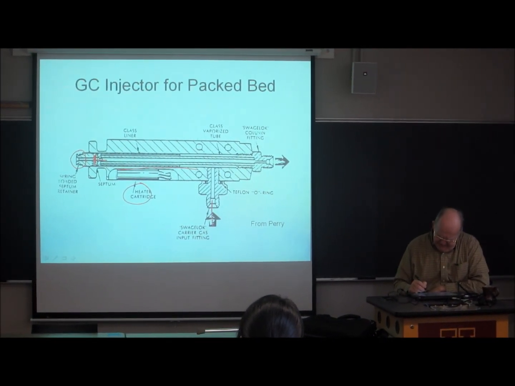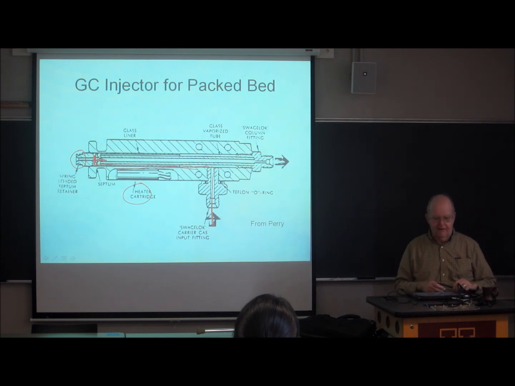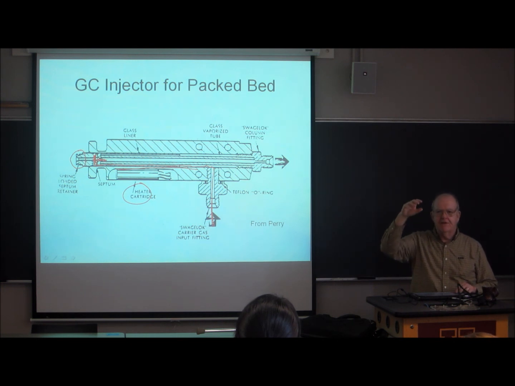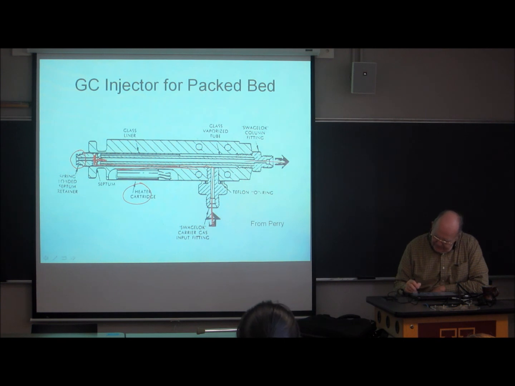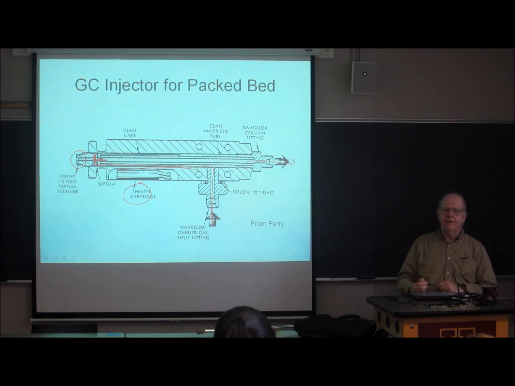Now, the carrier gas comes in over here, comes up around the outside of the liner, and then passes down into the liner, and it's the flow of the carrier gas that sweeps the vaporized gaseous sample down, out, and over to your column.